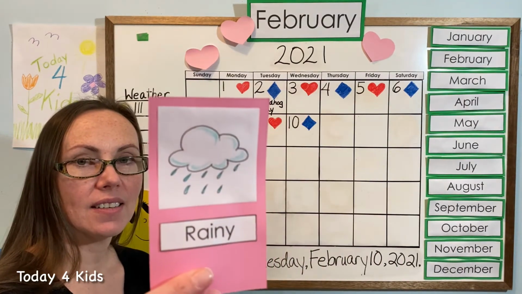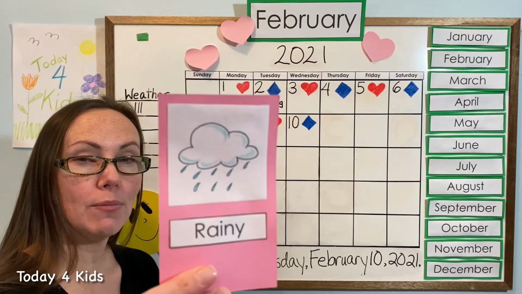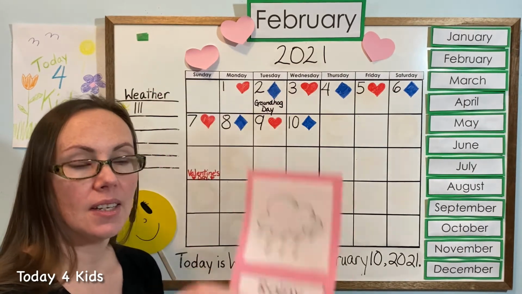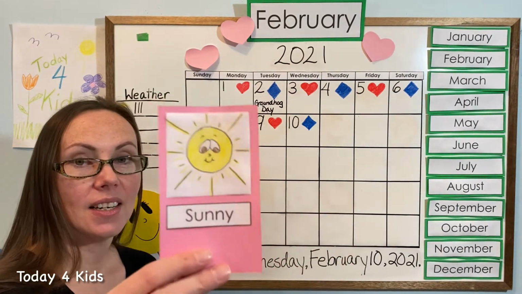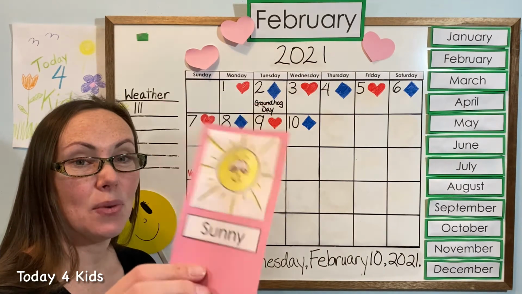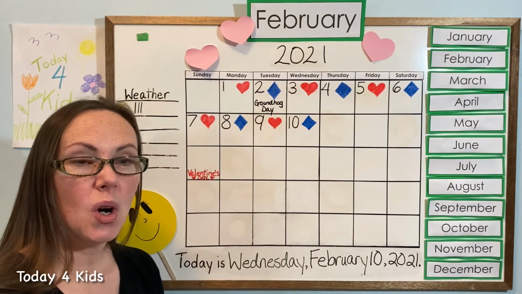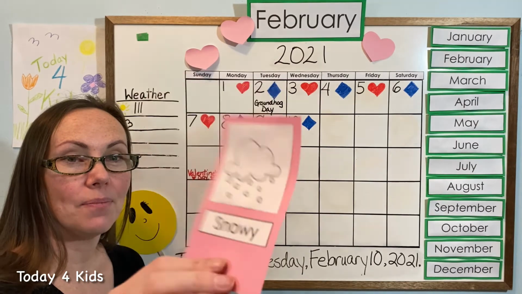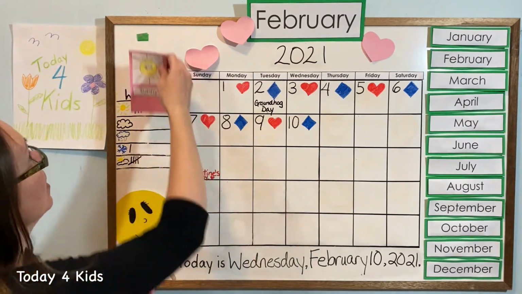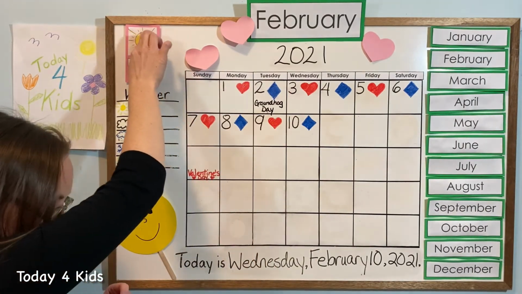What about rainy? Is it raining where you are? Do you need to wear rain boots and an umbrella maybe? Not raining where I live. Sunny. It's sunny where I live. Is it sunny for you? Or is it maybe snowing? Not snowing where I live. So we have sunny weather today.